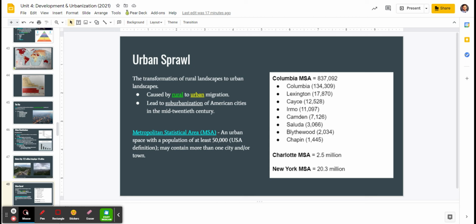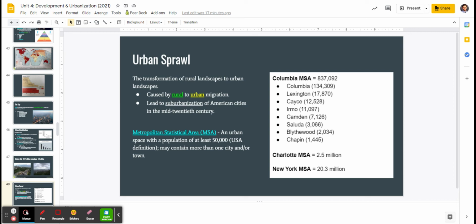But they live in these surrounding areas, these suburbs. And so altogether, it makes up this larger unit called a metropolitan area. Okay, so the Columbia metro area is all these different places included, and they have a connection to that central city, especially that central business district we talked about.